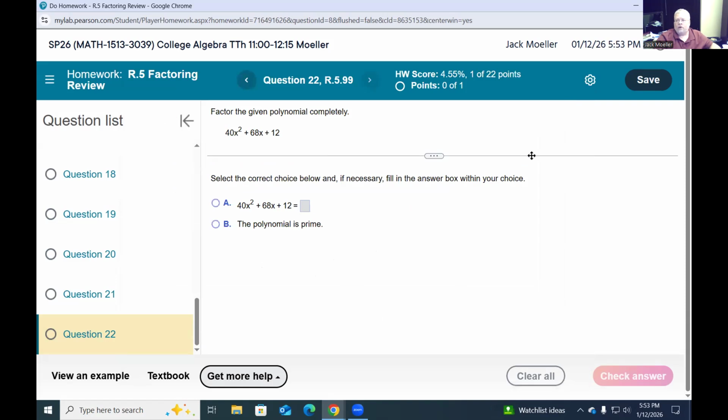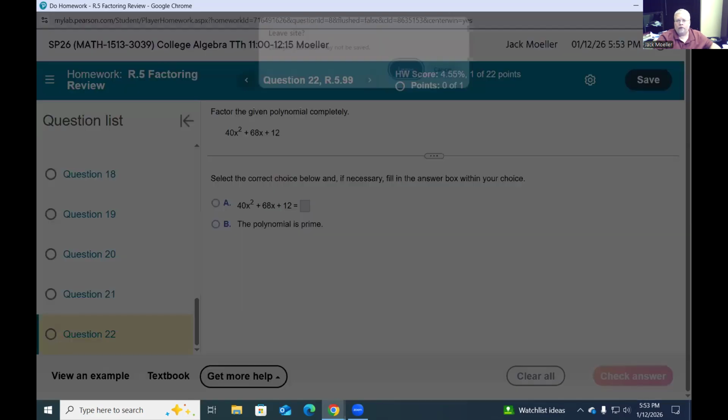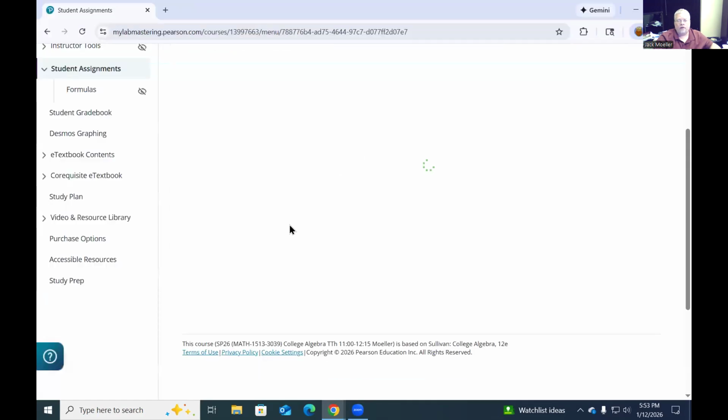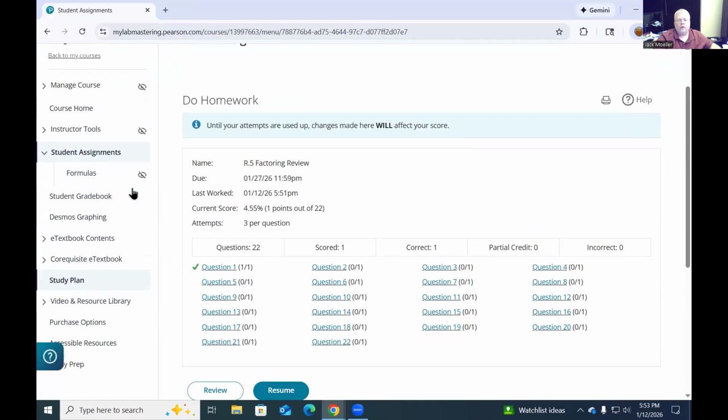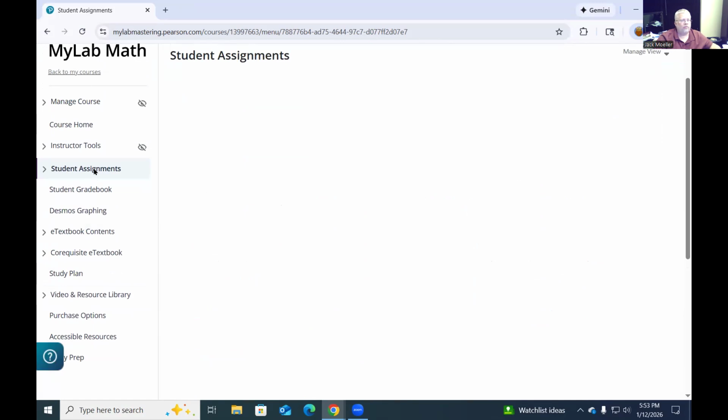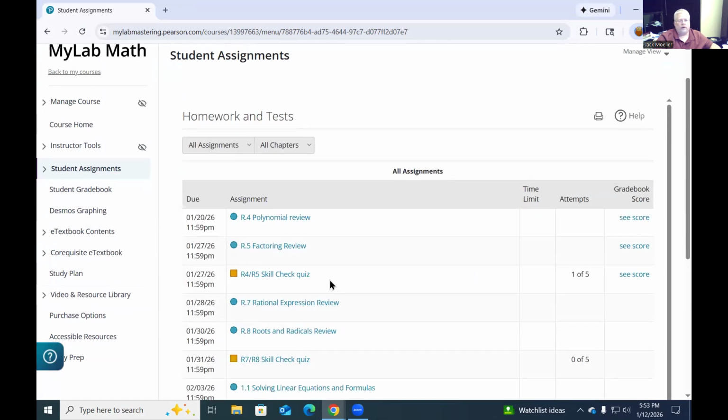All right, but that is R5. That is the factoring homework. Like I said, factoring is fair game all semester. You're definitely going to see a lot more of it in Unit 3, but it might randomly show up here and there in Units 2 and 4. But good luck with this.